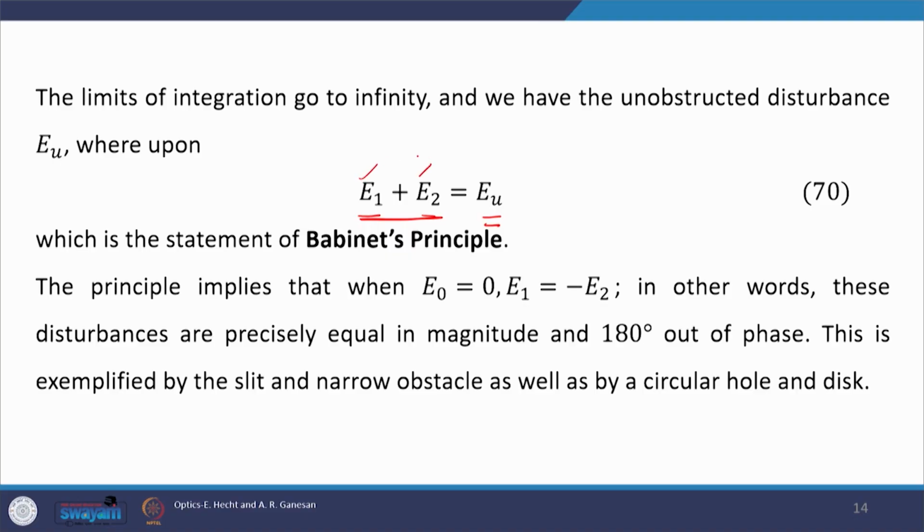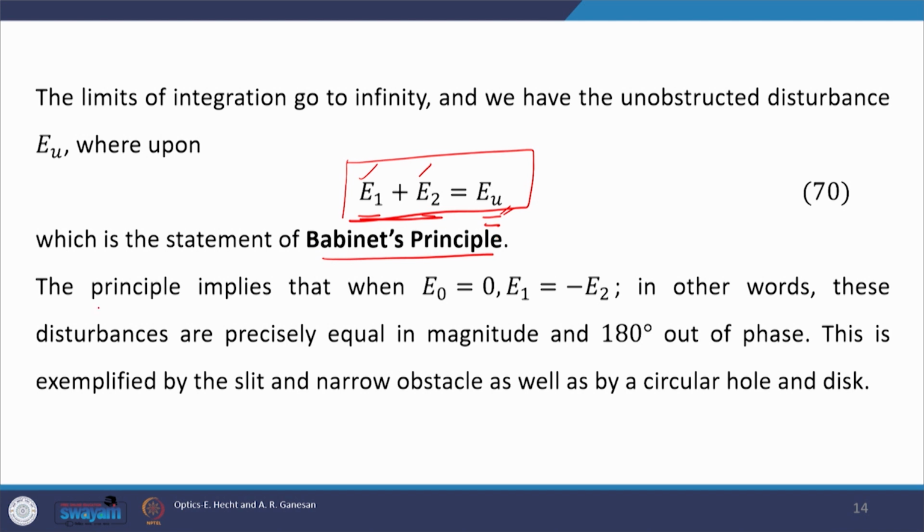In this case, the light will go through without facing any obstruction, and therefore, if we put the two complementary screens very close to each other or on top of each other, then we will see a field which would be equal to the field from the unobstructed source, and this is the statement of Babinet's principle. This is what Babinet said.